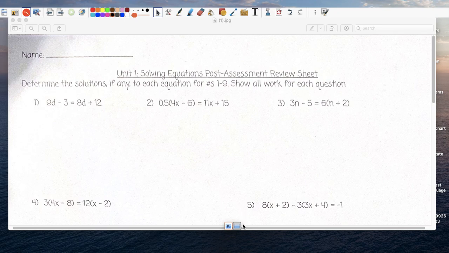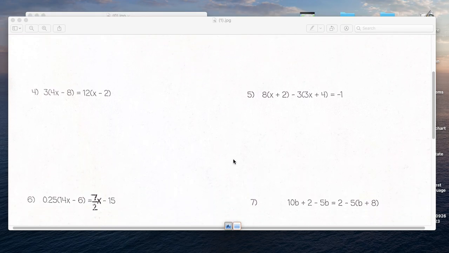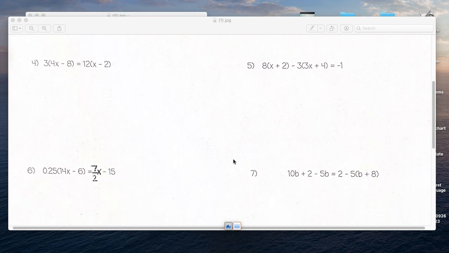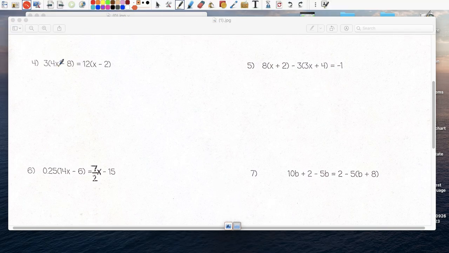So far, all the 3 equations we just did had one solution. Okay, careful with the next one. I know we did this in class, but I'm going to do it again. 12x, distributive property, minus 24 equals 12x, distributive property again, minus 24. Notice that the expression on the left is exactly the same as the expression on the right.